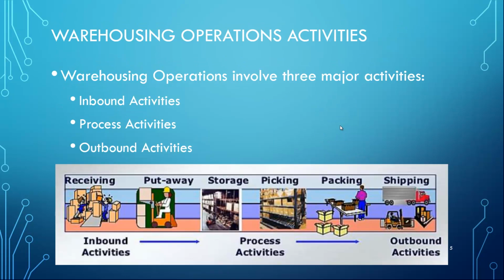No matter what type of industry, product, or business model, warehousing operations involve three major activities: the inbound, the processing, and the outbound activities. So if you look at any warehouse operations, it has to have those major operations. You have to receive the item, put away the item, store it, build or assemble, whatever the process is, pick items from the shelf, pack items, and then ship them out. Those are the main warehouse operations in most industries and most warehouses.